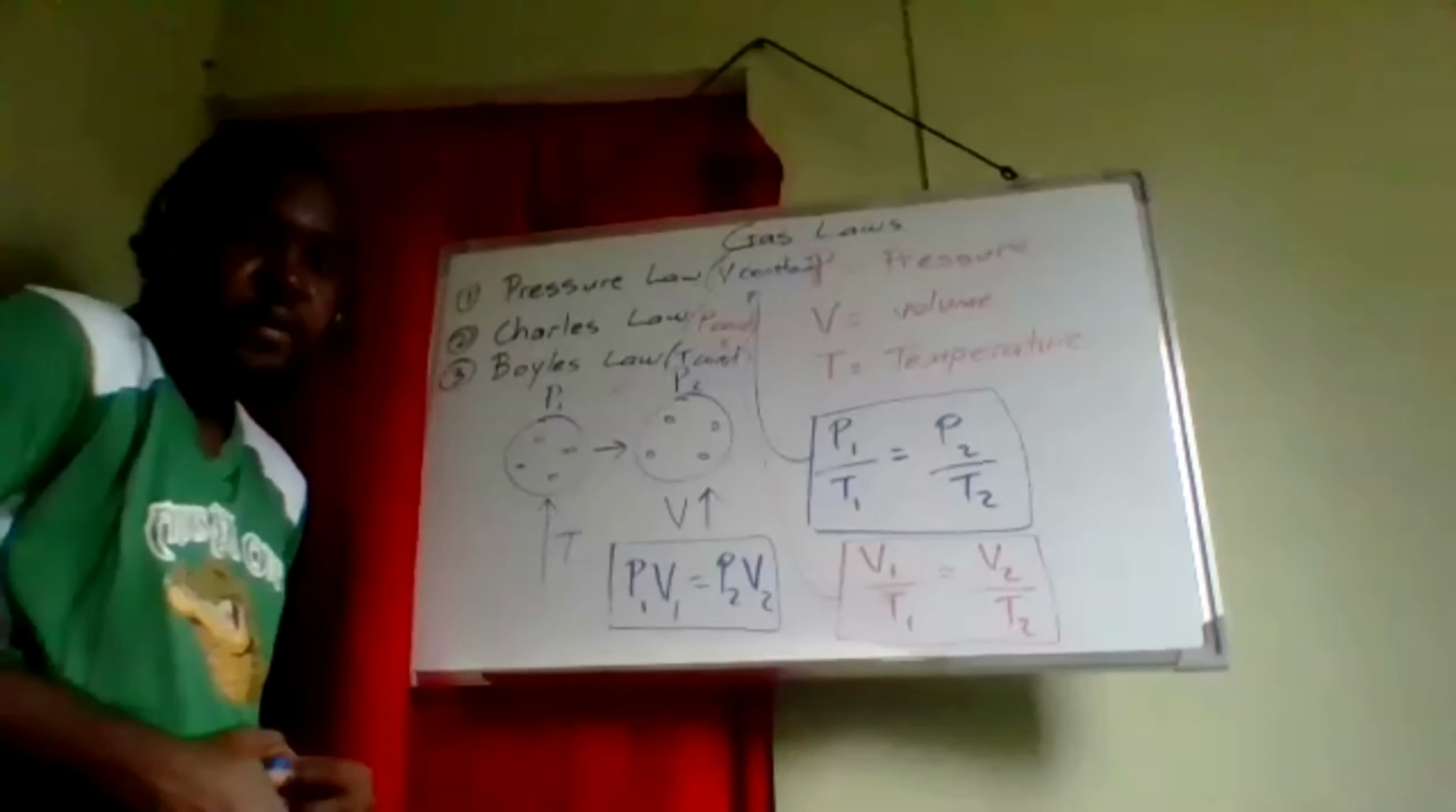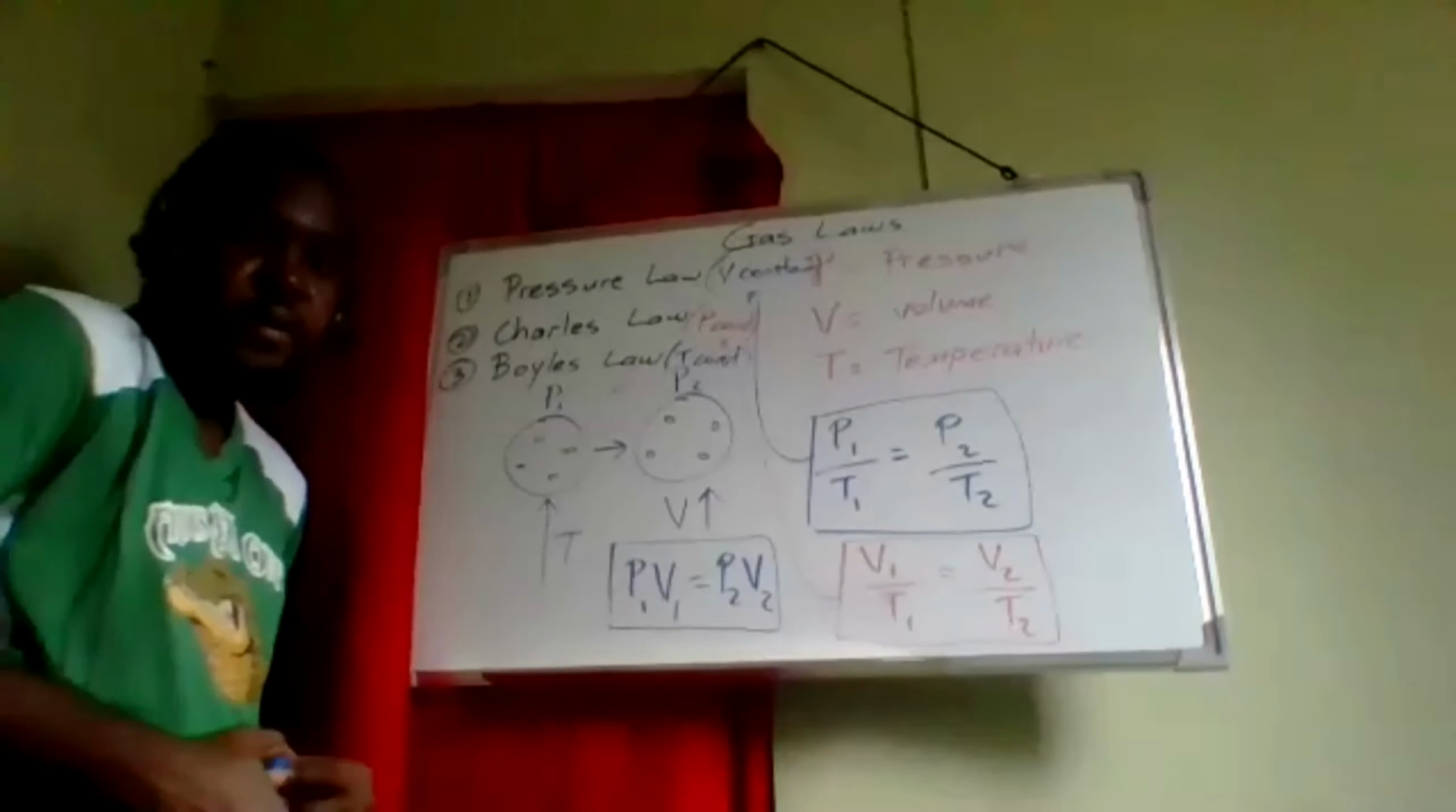So for the pressure law, the volume is kept constant, right? And the pressure and the temperature are directly proportional. So when temperature increases, the pressure increases. For Charles' law, pressure is constant, so when temperature increases, the volume of the gas also increases. And in Boyle's law, temperature is constant, so when the volume of the gas increases, the pressure decreases. So they're inversely proportional, right?